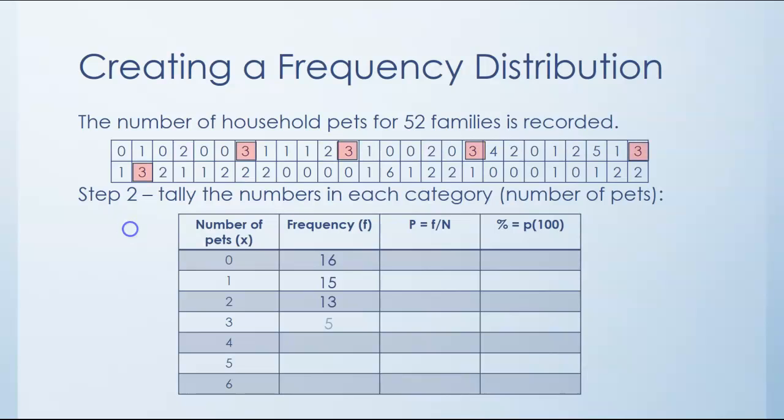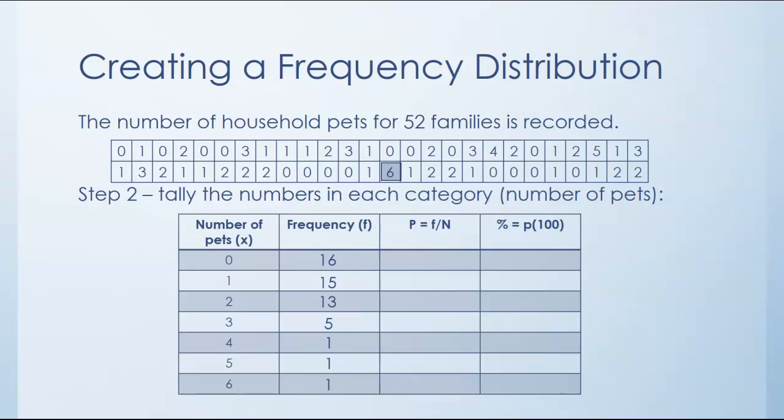For number 3, we're going to have 5. For 4 pets, we just have 1 household that has 4 pets. For 5, again, we just have 1 household with 5 pets. And for 6, we just have 1 household with 6 pets. So that's our basic idea of a frequency table, these first 2 columns: the number of pets per household, and then the frequency, or how often those occur.